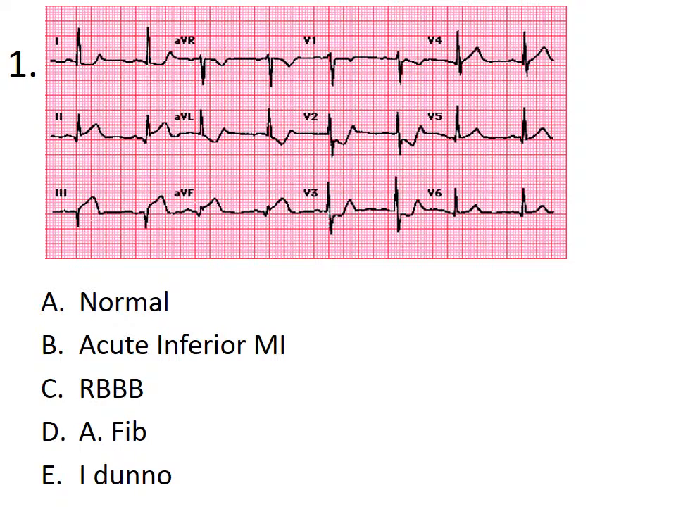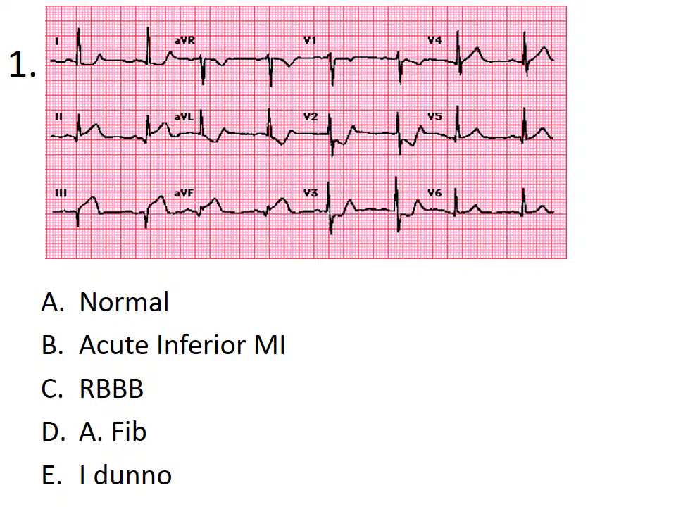But let's look at axis, 1 and AVF. 1 is up, AVF has something going on with it, but it's mostly positive. So normal axis. 2, 3 and AVF, inferior leads. Do I have T-wave inversion? No. Do I have ST elevation or depression? Yes. ST elevation in 2, 3, AVF, and then I have some depression that corresponds to that in V3, V4, V5, and V6. So I have what?